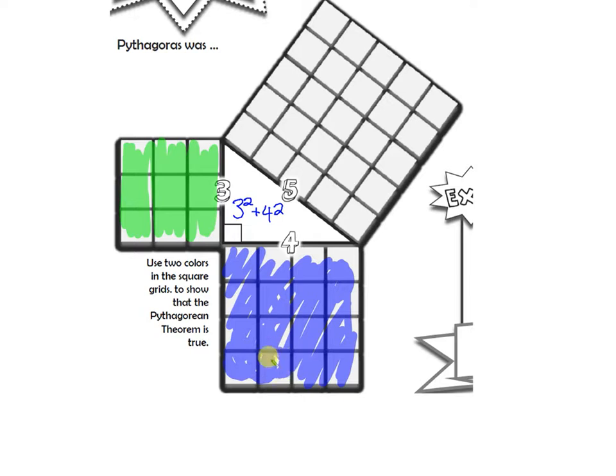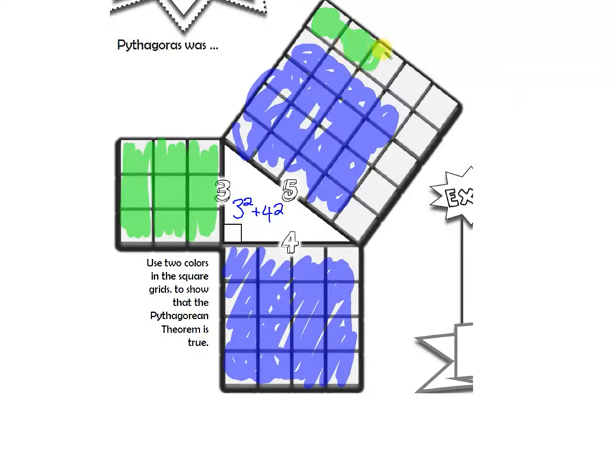And if I look at that big square, and if I color 16 boxes blue, because 4 squared gave me 16, I have exactly 1, 2, 3, 4, 5, 6, 7, 8, 9 boxes left. And we had our 9 green boxes. So I know that 3 squared plus 4 squared equals 5 squared, which is 25 boxes total. And that's what our theorem tells us.